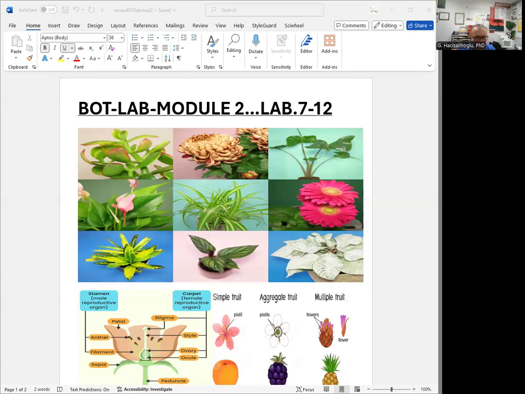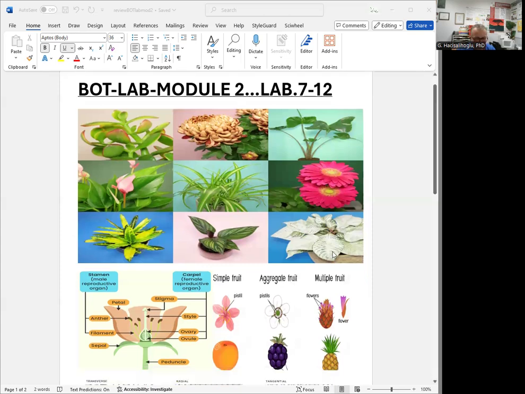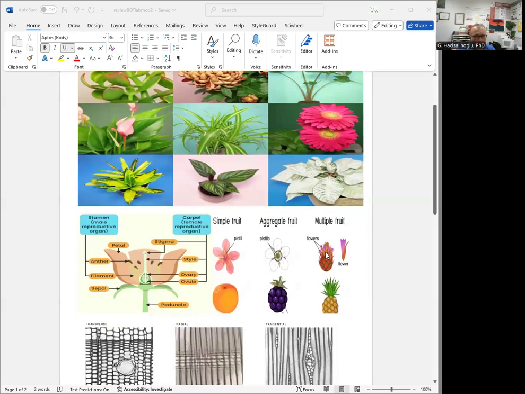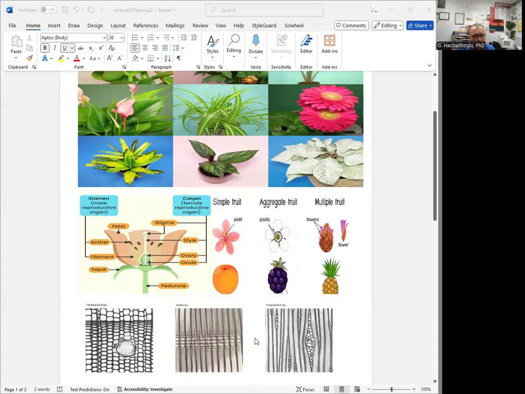Lab number 11 was about secondary growth. Secondary growth is about these 3 cuts: transverse, radial, tangential. Make sure that you know about these 3 different types of cuts, and you can identify where the annual rings are, where the rays are, and other parts of the secondary growth.